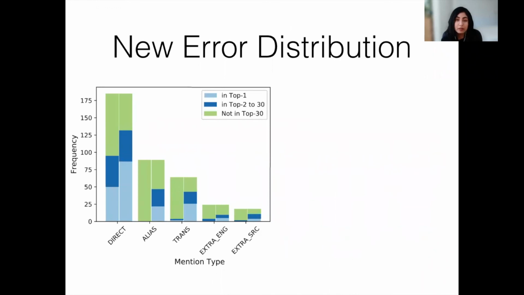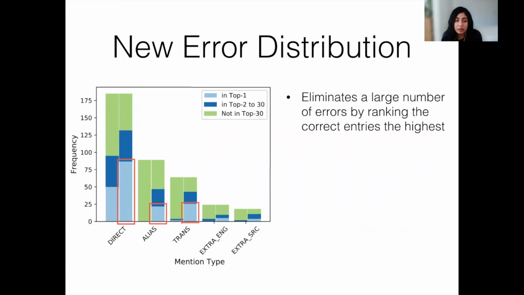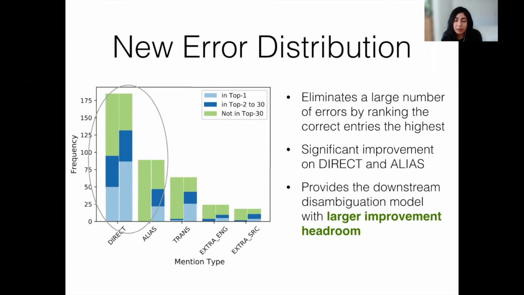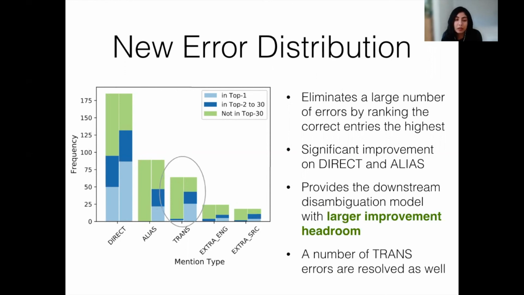We also look at the errors made by the new model based on the categories of mentions that we classified earlier. Compared to the original pivoting model, a large number of errors are eliminated and more mentions have the correct entity as the highest scoring knowledge base entry in the candidate list. We also see a significant improvement in both the direct and alias mention types, with more correct entities in the top 30 candidate lists, which provides the downstream disambiguation system with a larger headroom for improvement. A number of translation mention errors are resolved as well.